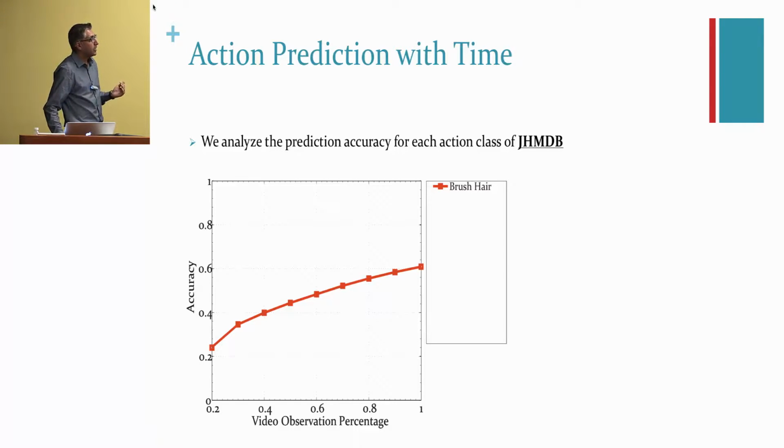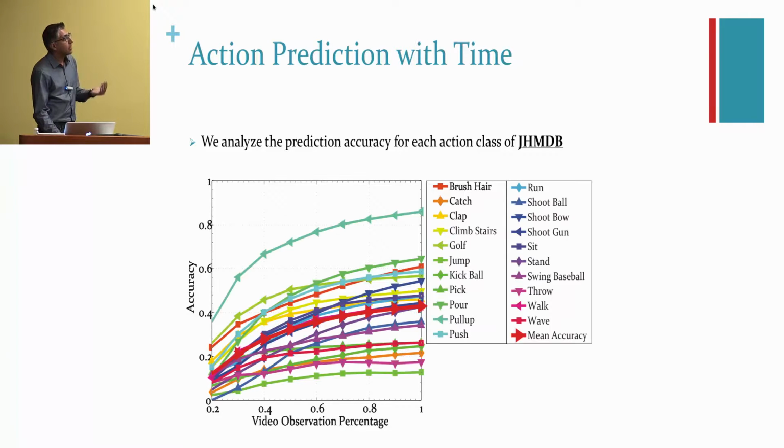And you can see initially we have a prediction accuracy of about 20%, which goes up to 60% when we've viewed the entire video. Here are some more actions: catch, clap, and the remaining ones. So we have a total of 21 actions, and you can see for each action we are able to improve the prediction accuracy as you observe the entire video.